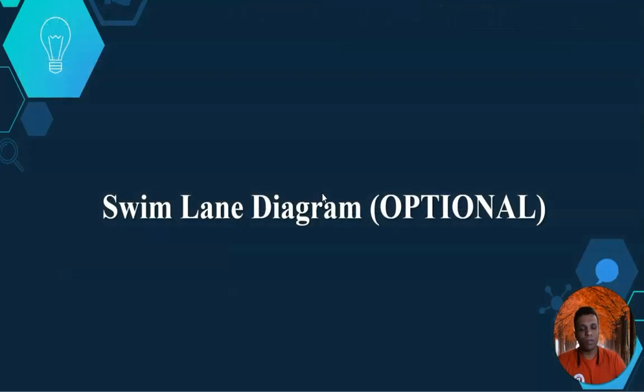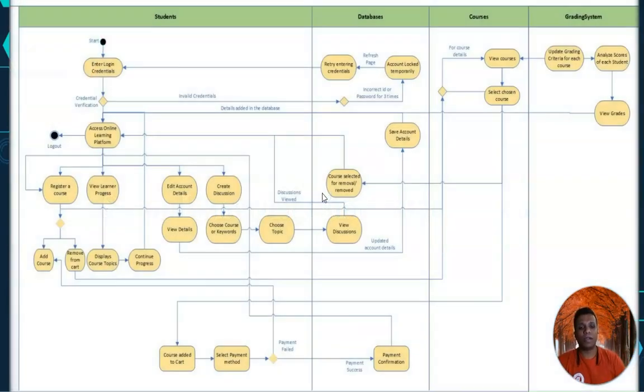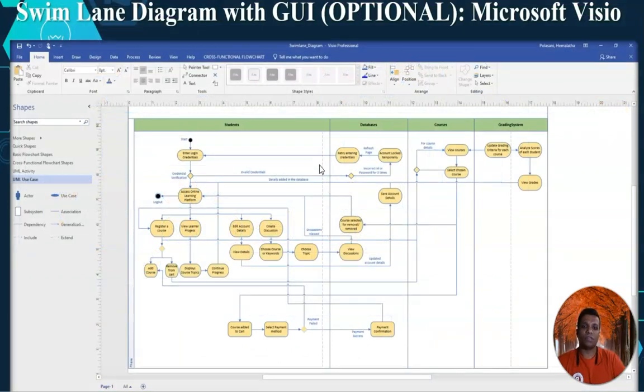Swim lane diagram. A swim lane diagram helps software engineers to direct the flow of the user based on the activity diagram. Here you can see the four actors, namely students, databases, courses, and grading system, and the interaction of the actors based on the activity of a student. Right from starting logging details, checking the databases for the existing details, or when adding the course, checking the course details and checking the grading system as well for the grades. This is the graphic user interface of, again, Microsoft Visio, the software that has been used to create the swim lane diagram.